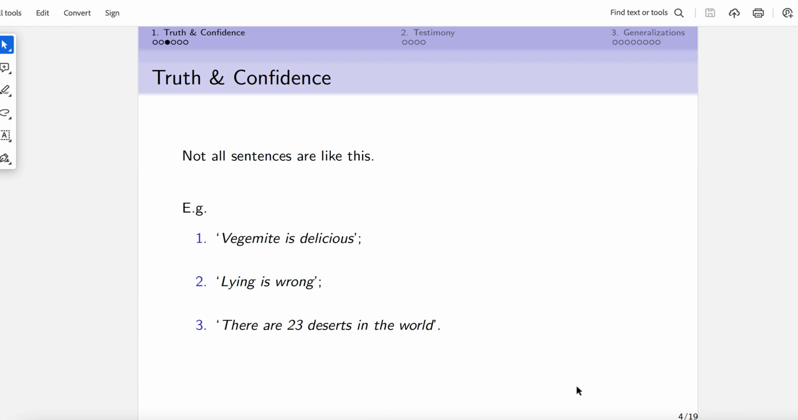There are 23 deserts in the world. This, for quite a different reason, might be thought to lack a determinate truth value of true or false. In particular in this case it seems maybe vague. It's not clear how one goes about counting deserts, where one desert ends and another begins, and for that reason you might think that a sentence like that doesn't have a determinate truth value. So again, this is another sort of sentence that we'll steer clear of for now, just for simplicity.